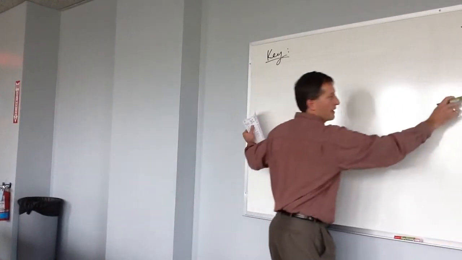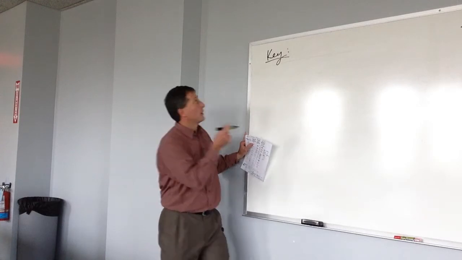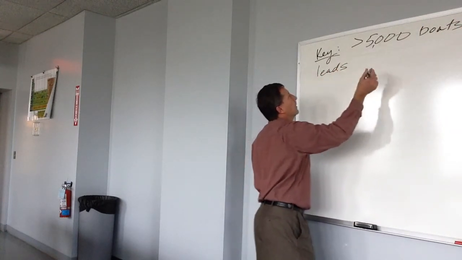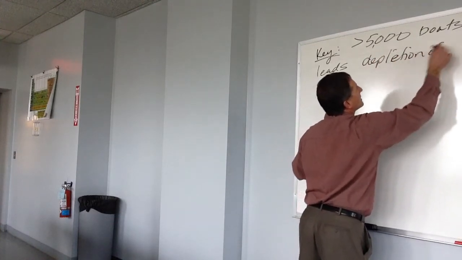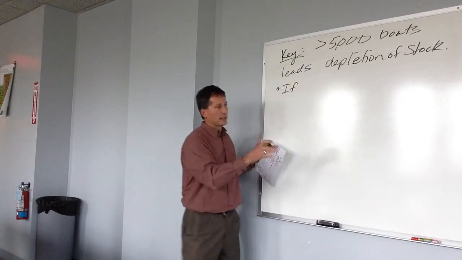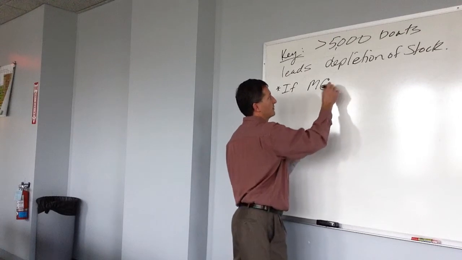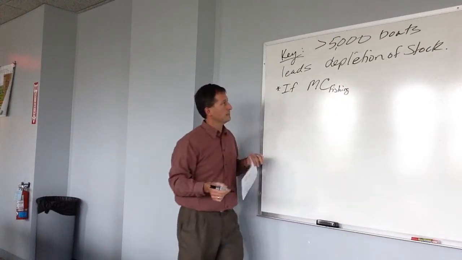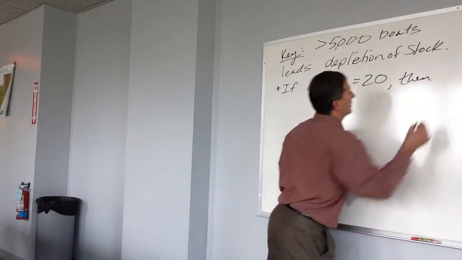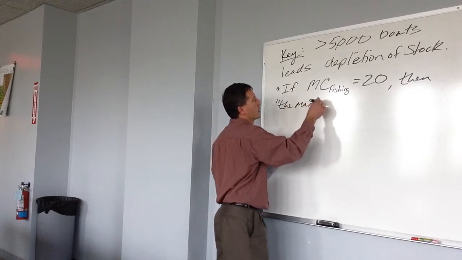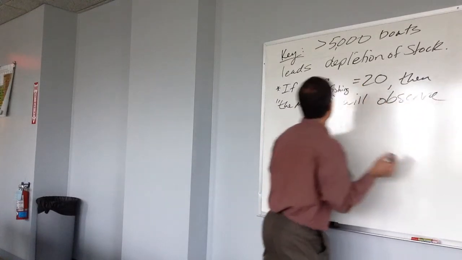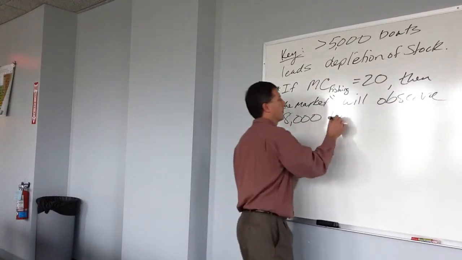One of the key things we got going on here is that if we start to send out greater than 5,000 boats, that leads to depletion of the stock. And I made an assumption. I said if the marginal cost of fishing, or sending a boat out, is equal to 20 fish, then the free market will observe 8,000 boats going out.